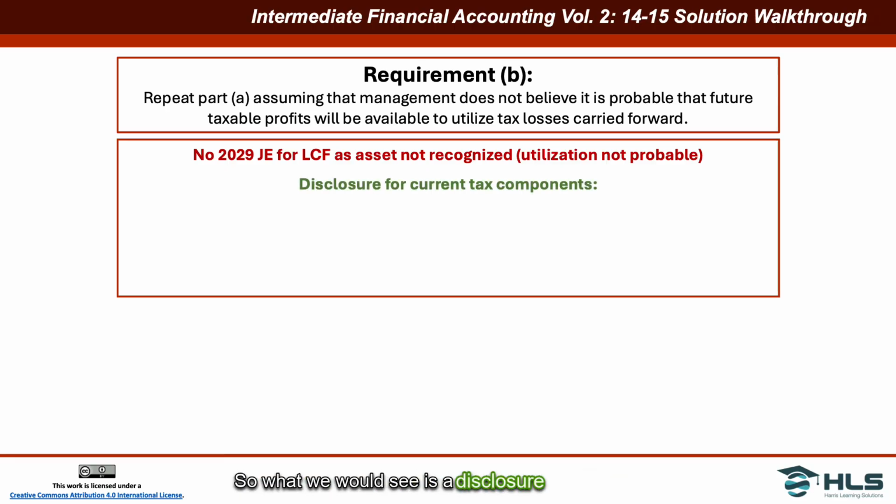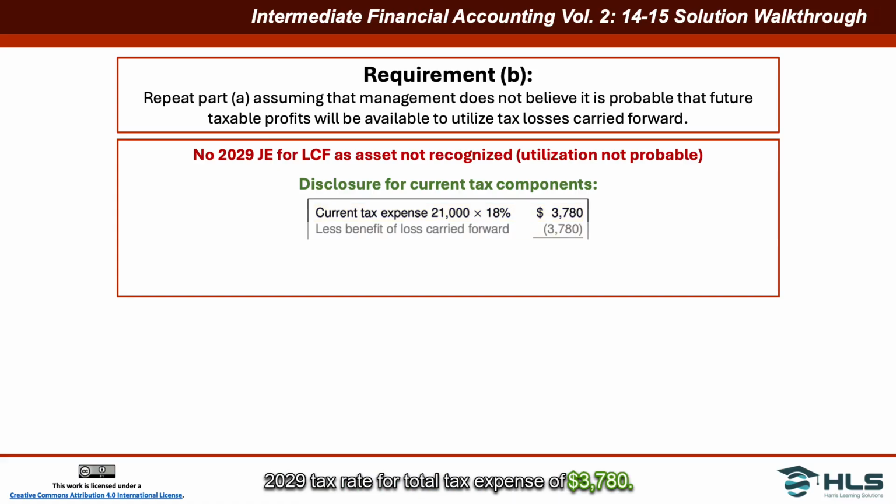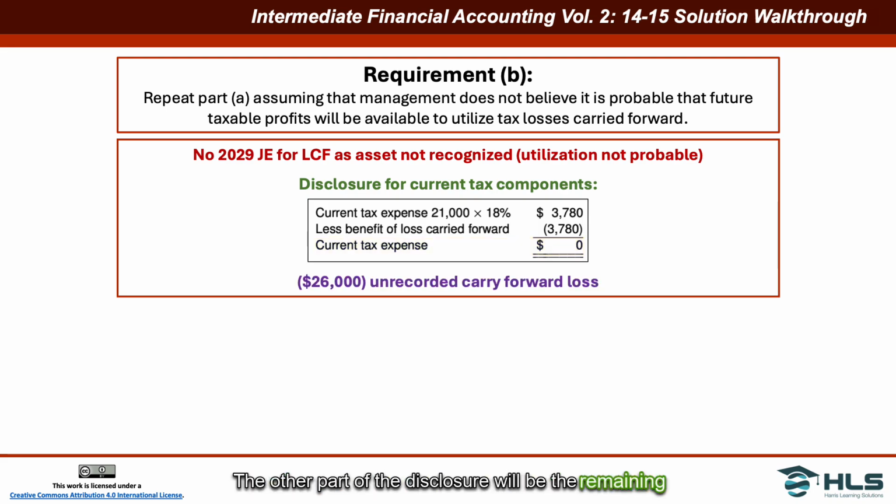So what we would see is a disclosure for the current tax components, where the current tax expense would be $21,000 of taxable profit in 2029 times the 18% 2029 tax rate, for total tax expense of $3,780. But because there's the benefit of a loss carry forward, we can wipe that out completely and there's no current tax expense. The other part of the disclosure will be the remaining $26,000 unrecorded carry forward loss. And that's it. We're done with this problem.